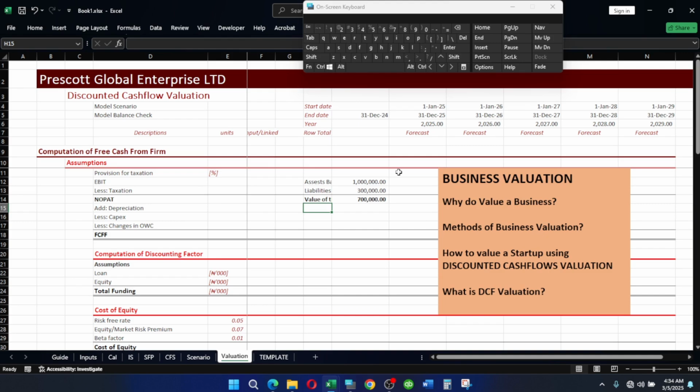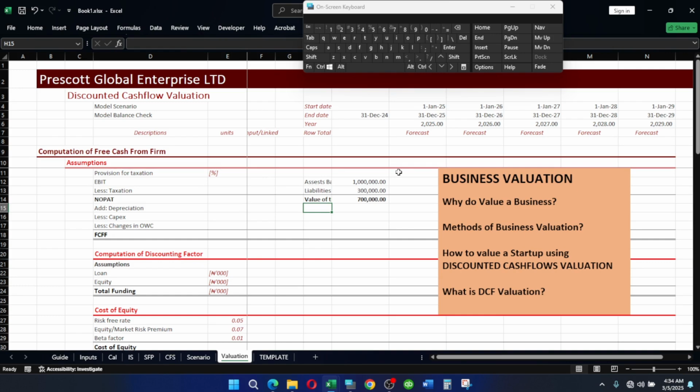Now the third one, which is the one we're going to dwell most on, is the income-based valuation. The income-based valuation is where we're going to talk about the DCF valuation. I will tell you why shortly. This method looks at how much money the company is expected to make in the future. In this method, we have the discounted cash flow, that's the DCF valuation method, and also the earnings multiplier.